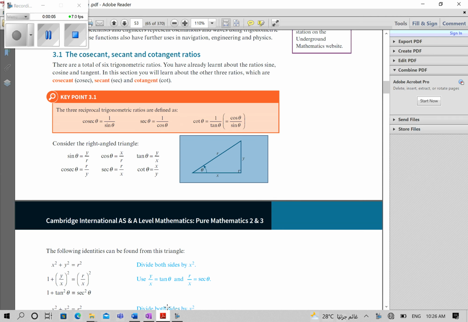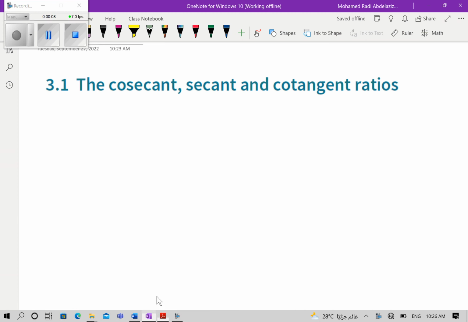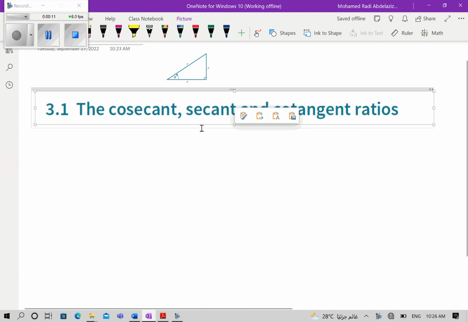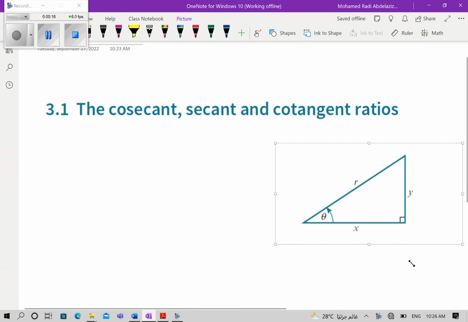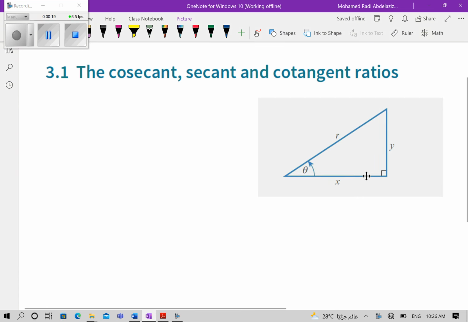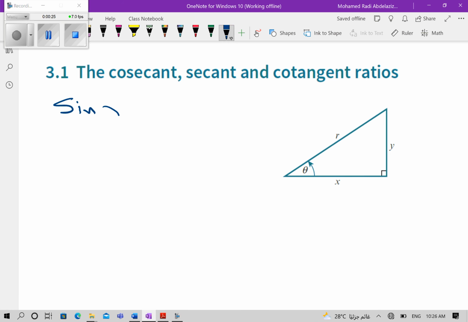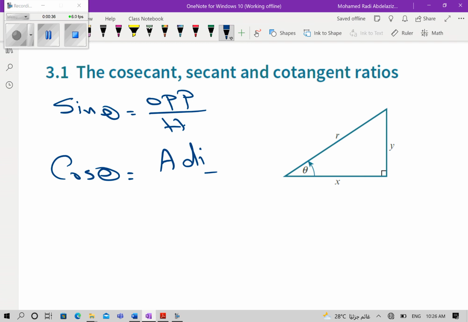We studied trigonometry in O level and AS level. Started with a right angled triangle. How to get the sine ratio? Sine theta is equal to opposite over hypotenuse. Cosine theta is adjacent over hypotenuse. Tan theta is opposite over adjacent.